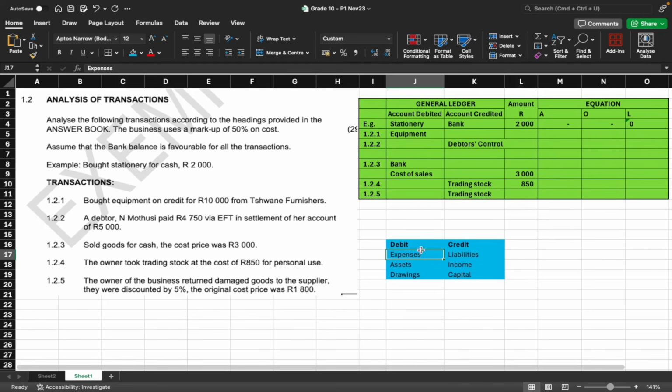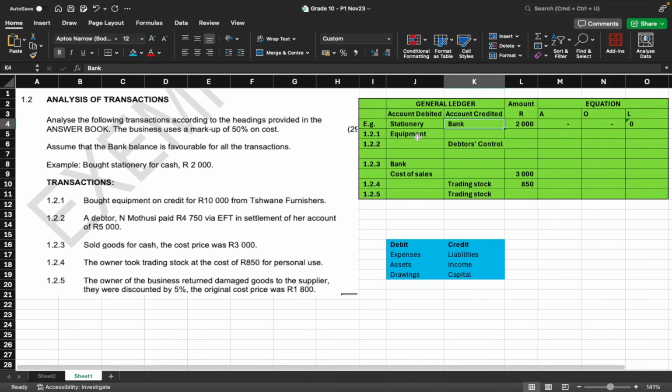So you're seeing here, this acronym DEAD is when that particular account is increasing, but when it's decreasing, you put it on the opposite side. For instance here, you bought stationery for cash, 2,000 Rand. I know if it's bought for cash, bank is affected, and I know that bank is an asset. We usually debit it if money is coming into the bank account, but if it's going out of the bank account, I put it on the opposite side, on the credit side. And you can see that's exactly what they did in the example here.